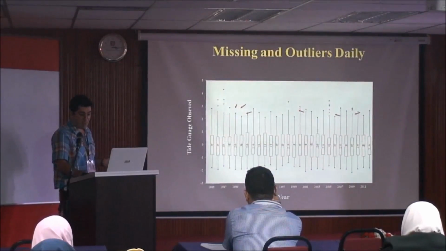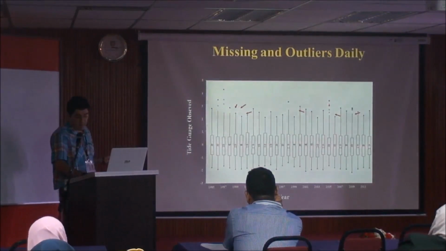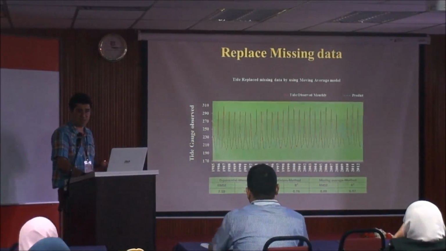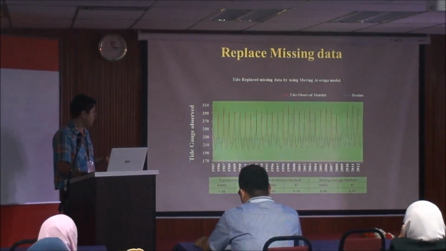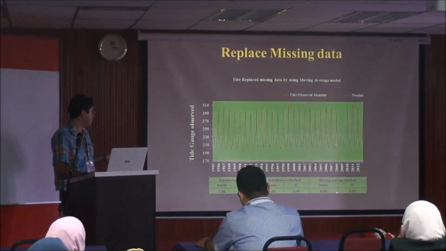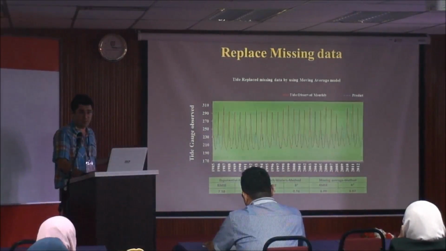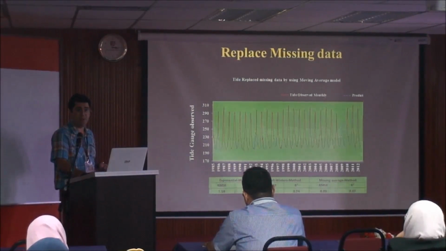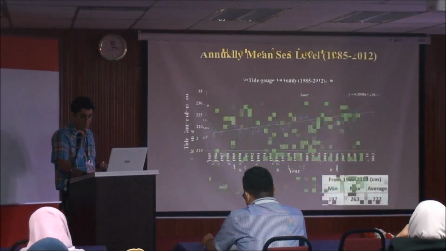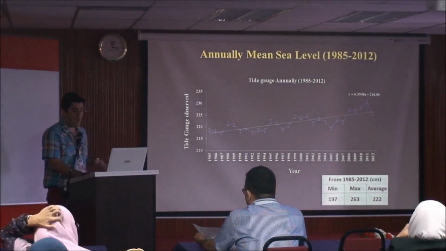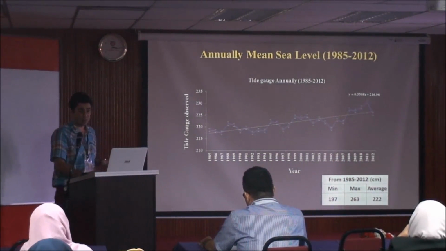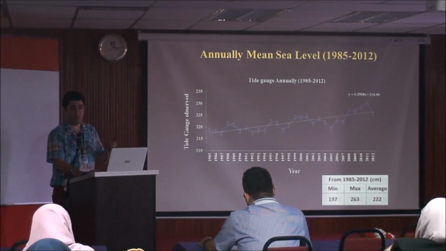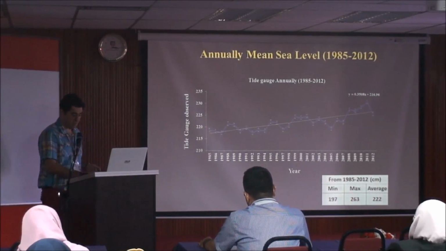So we use a box plot, and you can see we have some outliers. We replace the data using some models, and after getting the results, we choose the best model, moving average, to replace the missing data. And you can see the annual mean sea level from 1985 until 2012, and you can see the trend: sea level rises upward.